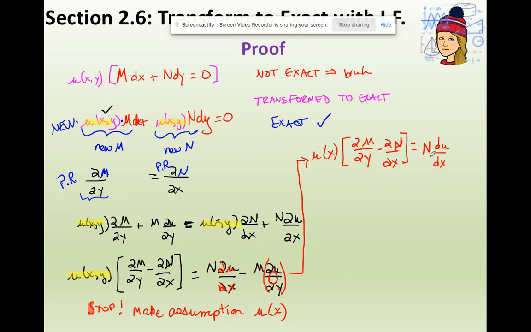So let me just write this. I'm just going to switch these two sides around. And I'm going to say du dx is equal to u of x times all that stuff. Sometimes I try to write faster and my pen just can't keep up.